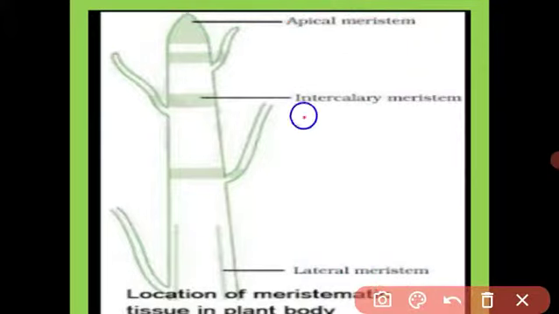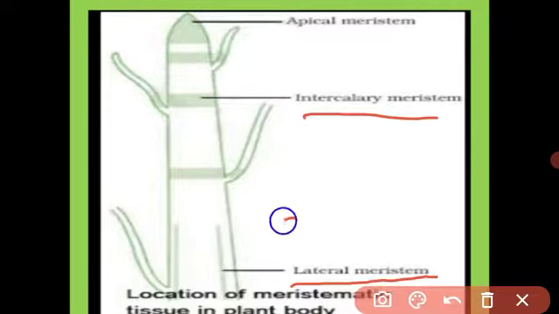And intercalary meristematic tissue is present in internodes. You have seen sugarcane, there are internodes in between the stem. These intercalary tissues are present between the internodes, and due to them the internodes are elongated. And the last type of meristematic tissue is the lateral meristematic tissue. It is also called the cambium.